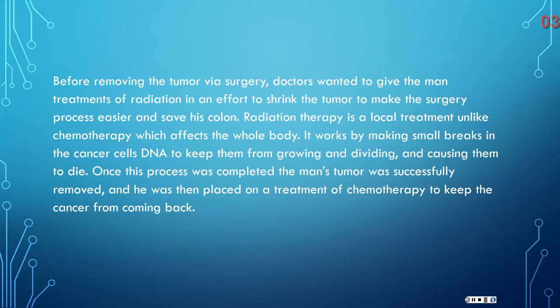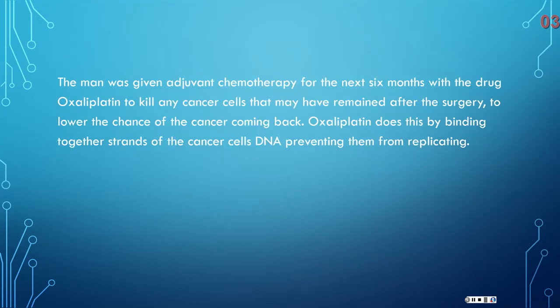Once this process was completed, the man's tumor was successfully removed, and he was then placed on a treatment of chemotherapy to keep the cancer from coming back. The man was then given adjuvant chemotherapy for the next 6 months with the drug oxaliplatin to kill any cancer cells that may have remained after the surgery and to lower the chance of the cancer coming back. Oxaliplatin does this by binding together strands of the cancer cell's DNA, preventing them from replicating.